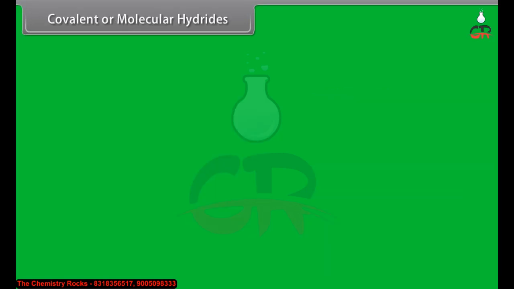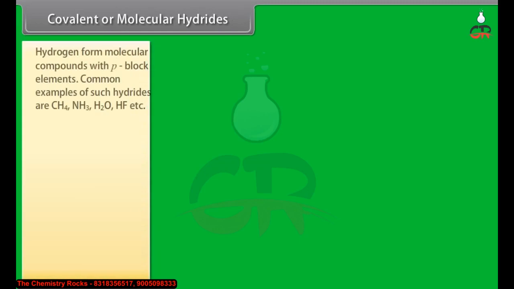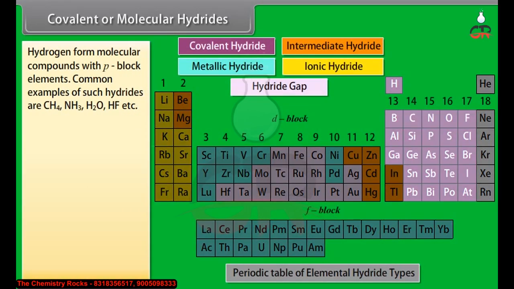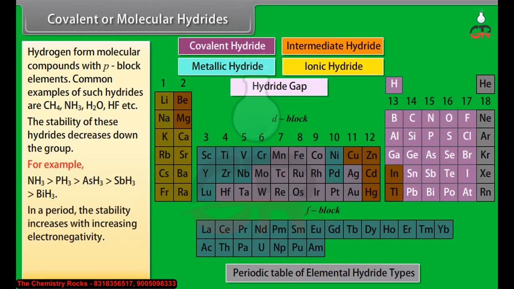Covalent or molecular hydrides. Hydrogen forms molecular compounds with p-block elements. Common examples of such hydrides are CH4, NH3, H2O, HF, etc. The stability of these hydrides decreases down the group. In a period, the stability increases with increasing electronegativity.